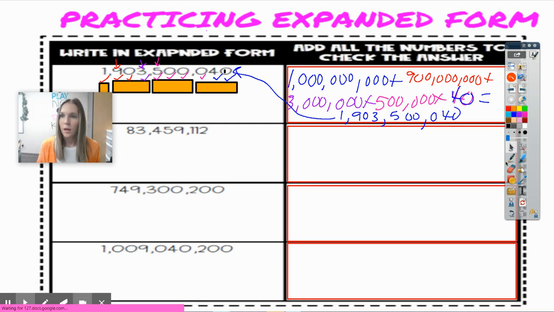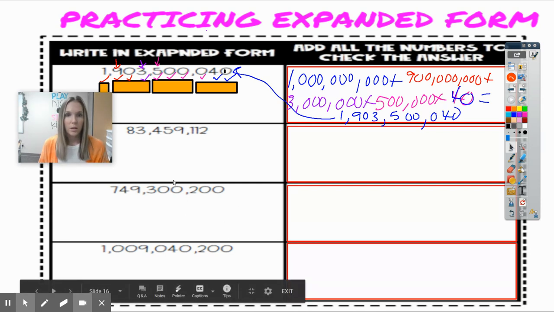Okay, so this number right here, got our periods. There's thousands, there's millions, okay? So we've got 83,459,112. Notice that at the end, I'm not saying 112. That is because the word and represents a decimal. There's no decimals in this big number, okay? So 83,459,112. You guys are going to write that out in expanded form.